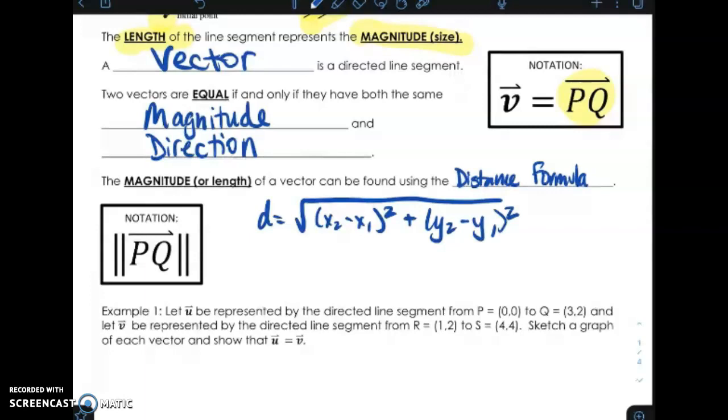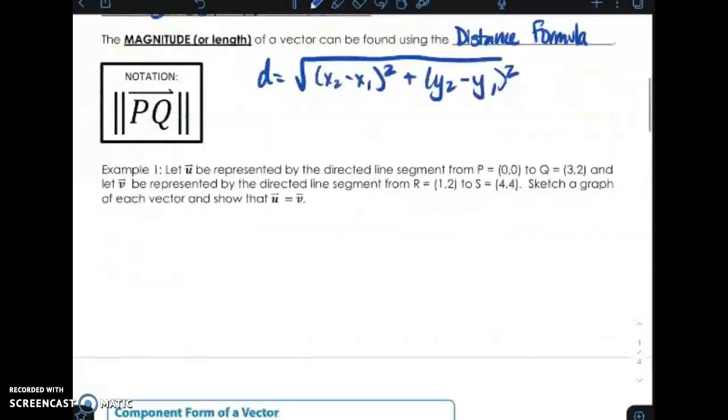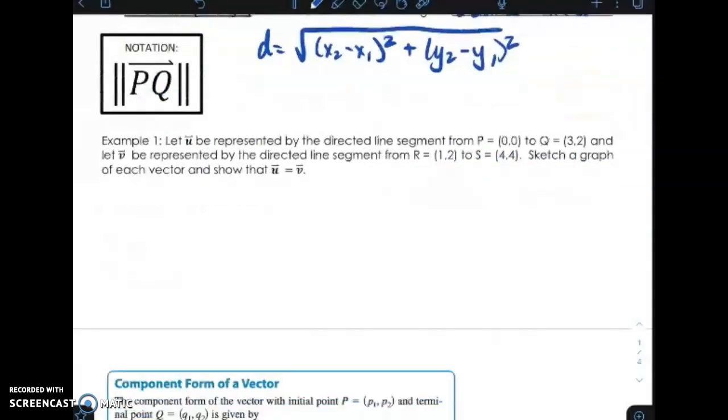In example 1, let vector u be represented by the directed line segment from (0, 0) to (3, 2), and vector v be represented by the directed line segment from R(1, 2) to S(4, 4). Sketch a graph of each vector and show that u equals v. So the graph is going to show us that the directions are the same. We're also going to see that the lines look to be the same magnitude, but we're going to use the distance formula to check that.